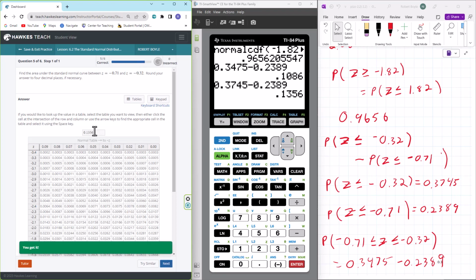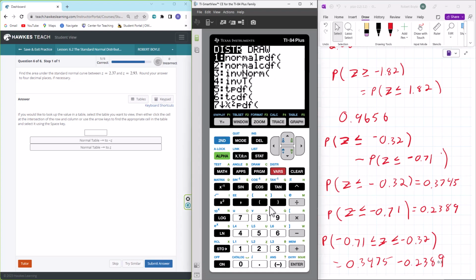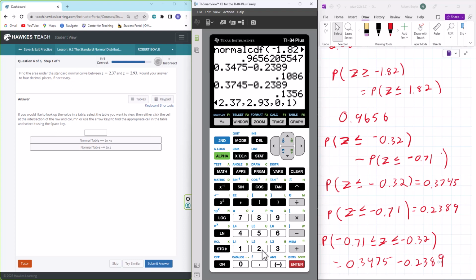Much better. Okay, and this brings me to my last problem. And this one we will use the calculator for. So here you want to find the area under the curve between z equals 2.37 and z equals 2.93. Okay, so let's go ahead and use our calculator. This is probably the best way, the easiest way to do these problems. Distributions, normal CDF. What's my lower value? 2.37. What is my upper value? 2.93. Mean is 0, variance is 1, paste it in there, hit it again.